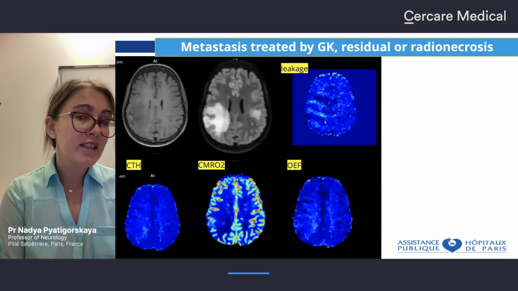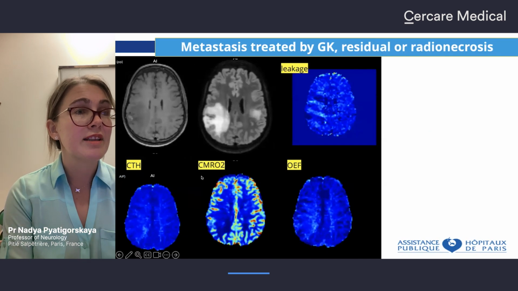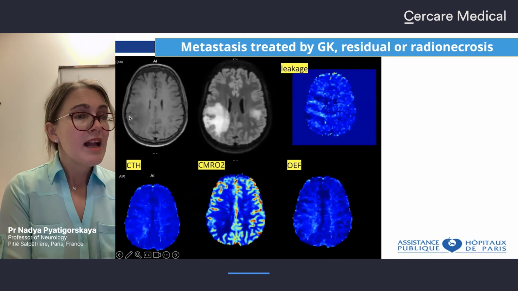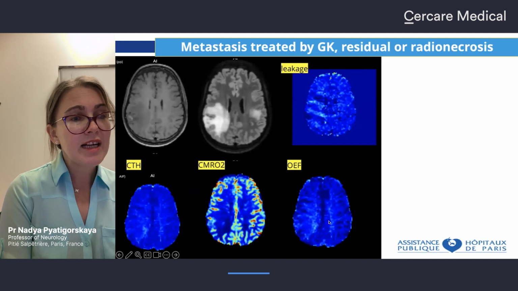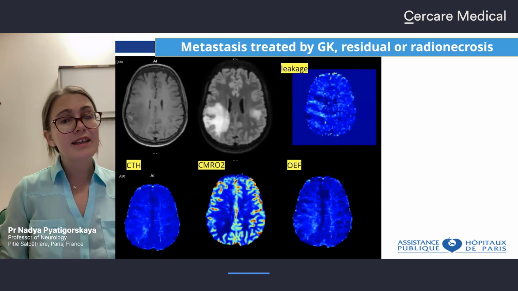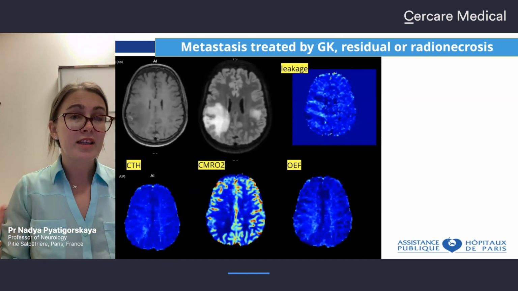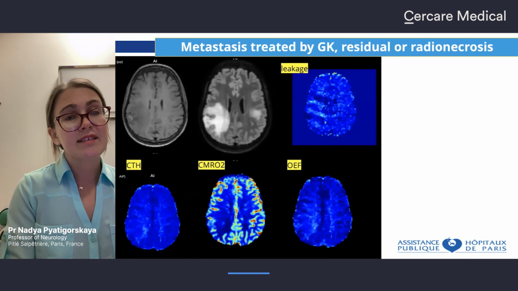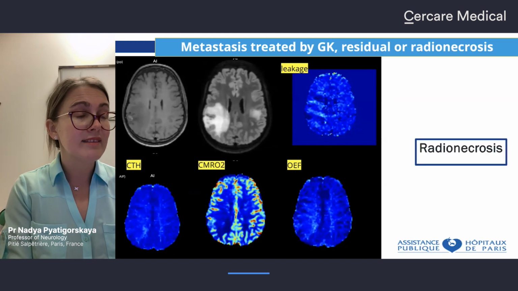Sometimes perfusion can be difficult to interpret in secondary tumors. So the more markers we have, the more sure we are, like in this lesion. Here it's a metastasis that was treated by gamma knife, and we have this residual contrast enhancement. And when we look at all the maps, they are all negative. And because they are all negative, we can be more sure to say, okay, this contrast enhancement is just radionecrosis and there is no residual.